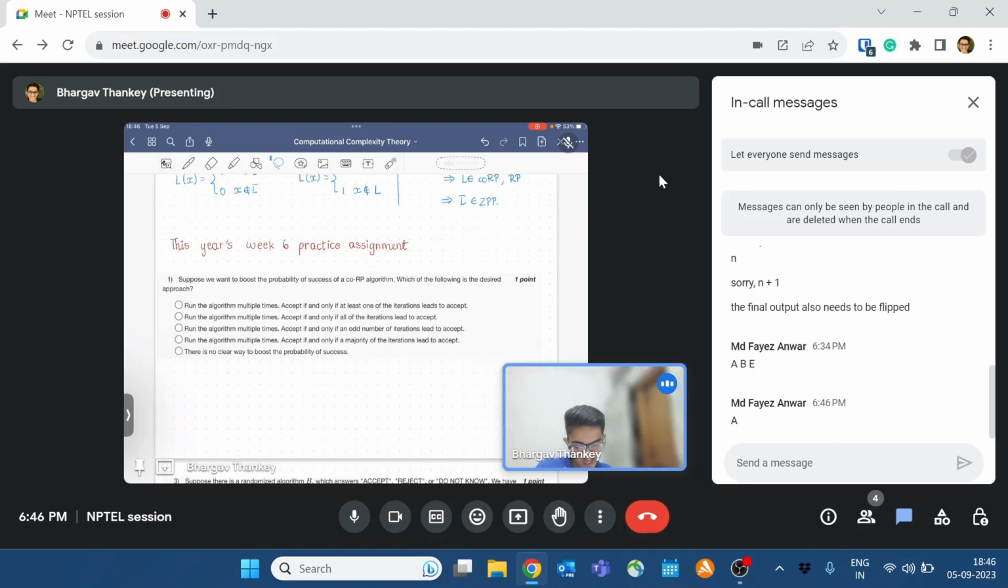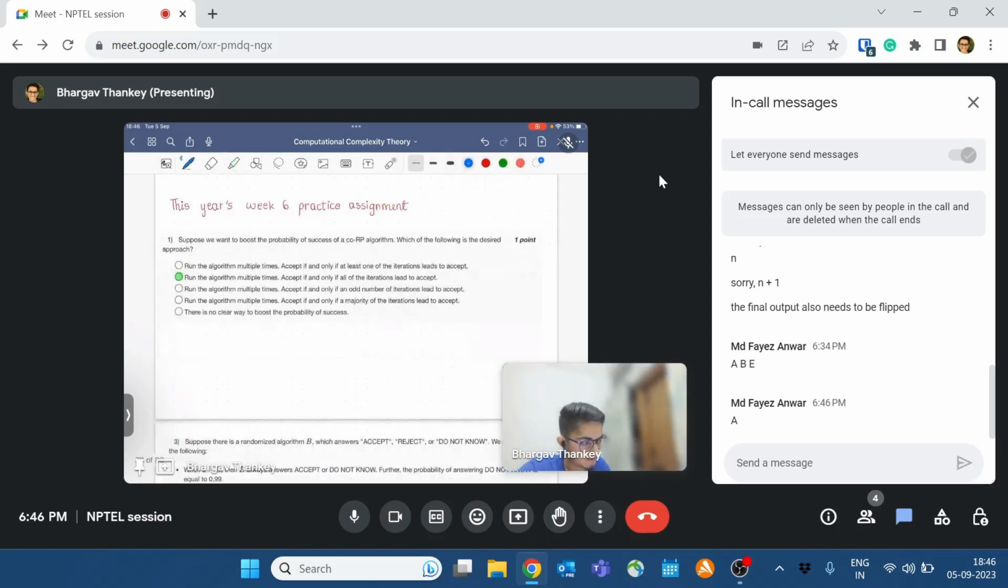Okay, you are saying that we should run the algorithm multiple times and accept if and only if at least one of the iterations leads to accept. Okay, so we are looking at a co-RP algorithm. What does it do when x is in the language? It should be B, I think. All of the iterations should accept. Yes. Okay, and why is it B and not A? Because when x does not belong to the language, then it may output 1 or 0, it may accept or not. So when the algorithm outputs yes, we are not sure whether x belongs to the language or not. It is not a surety.